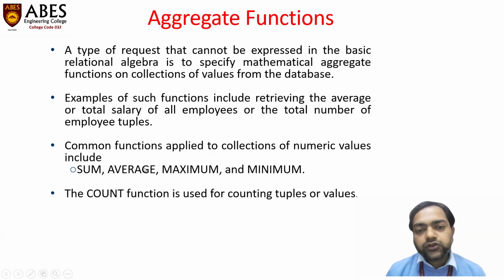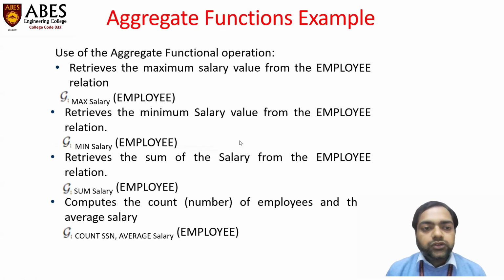If we want to find the average of any particular column, we can use average, and maximum and minimum will give the maximum and minimum value respectively among the attribute. So this will be an example of aggregate function. Basically, this G represents the symbol for aggregate function in the relational model. If we want to retrieve the maximum salary value from the employee relation, how can we do that? We'll use the employee relation, and under this aggregate function, we have used max of salary. So it will provide me the maximum salary value from the employee relation.